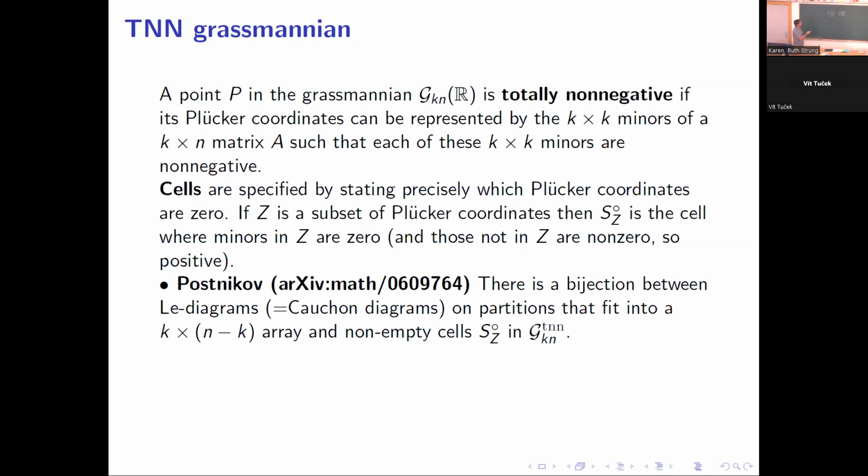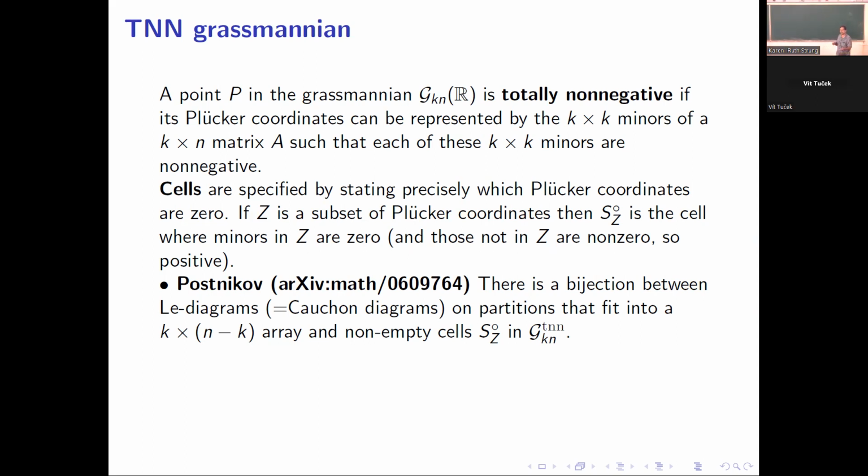Right, and again, you should not be surprised to see that there's a bijection between non-empty cells in the totally non-negative Grassmannian and Lie diagrams, this time not on a rectangle, but on all partitions that fit into a k times n minus k array. So this is basically coming from the Schubert cell decomposition of the Grassmannian.